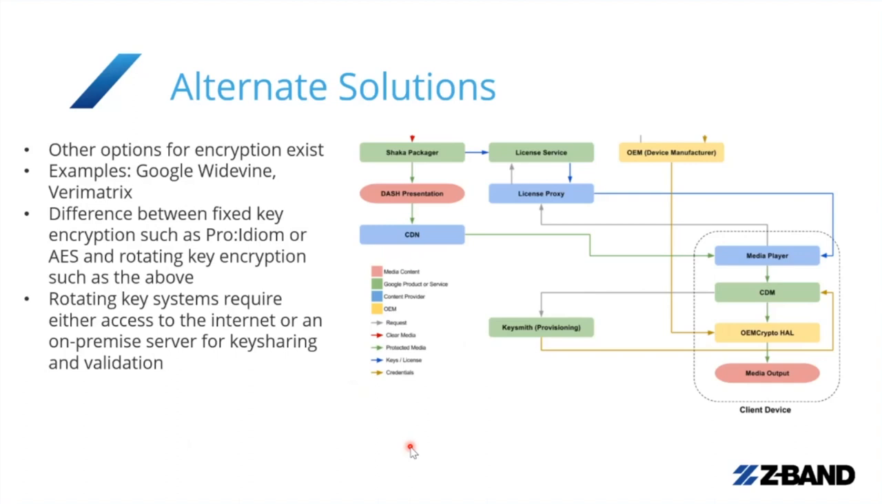And that is not the case with things like Proidium and AES, which are fixed key apparatuses. Now they're like maybe 128-bit or 256-bit fixed keys, but they're still fixed keys.